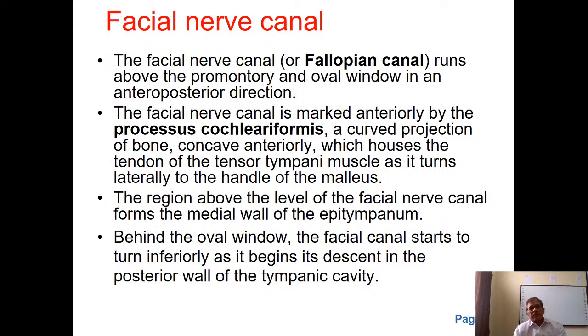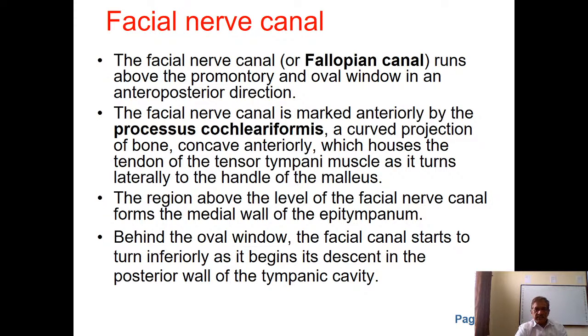The facial nerve canal, otherwise called the fallopian canal, runs above the promontory and oval window, in an anterior-posterior direction. And I told you about the processus cochleaformis, a curved bone projection concave anteriorly, which houses the tendon of the tensor tympani muscle as it turns laterally to insert into the handle of the malleus.